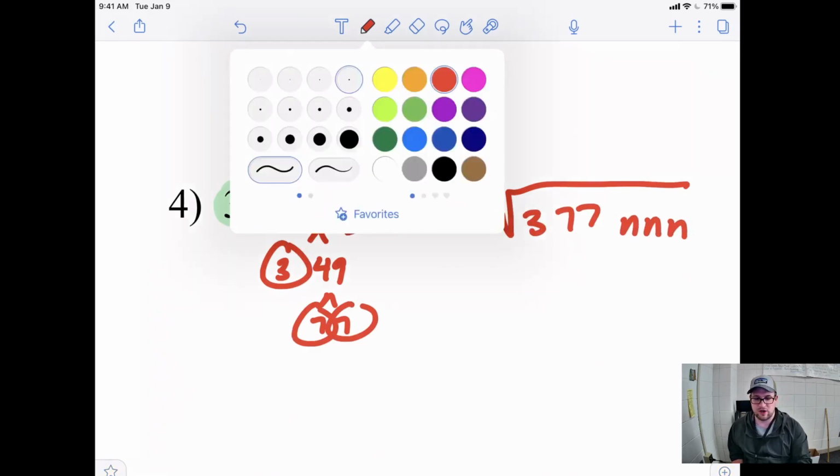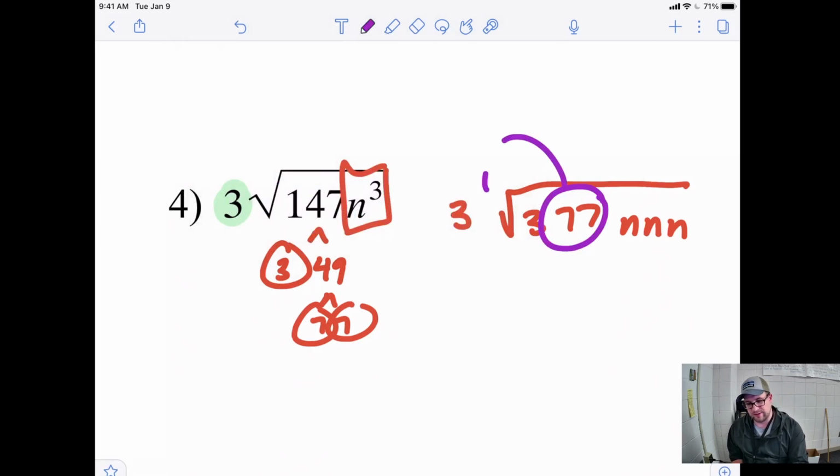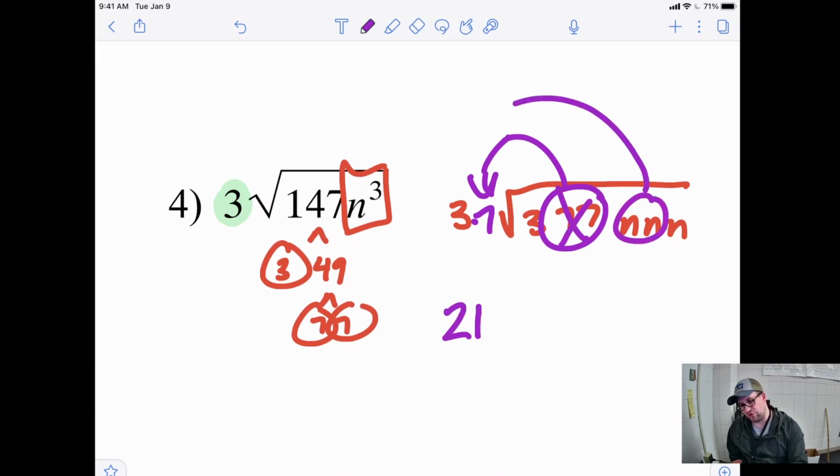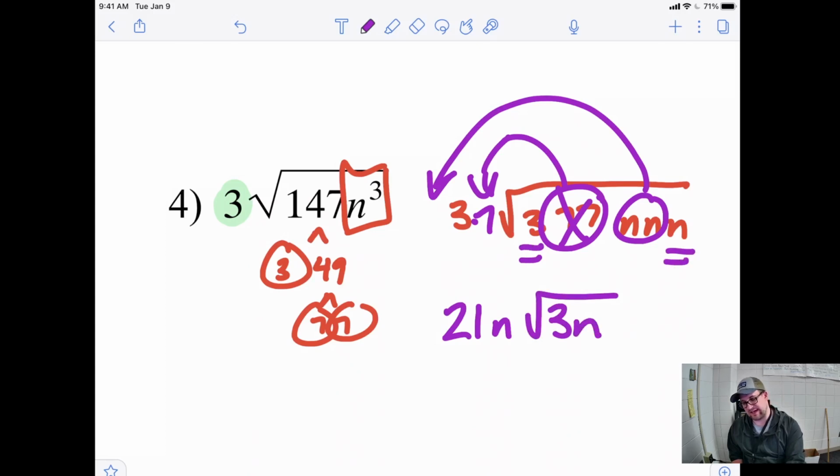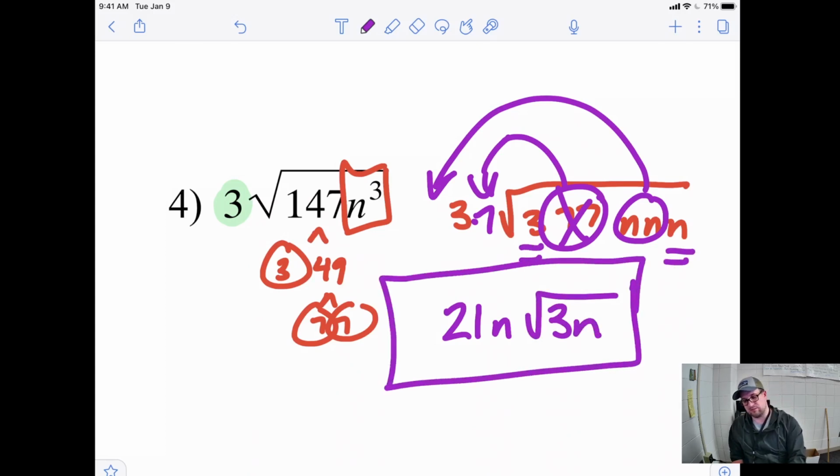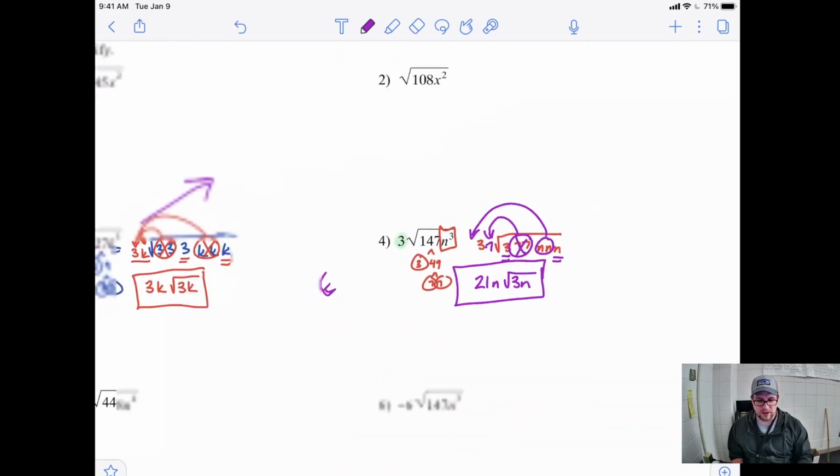Now, coming on over, do that 2 for 1. Pull a 7 on out. 3 times 7 gives us 21 on the outside. Now, notice you can also pull out an n. So I'm going to have 21n. And then, the square root of 3n is still inside because they didn't get paired up, so they didn't get to come out. Just like that, we are done, ladies and gentlemen.